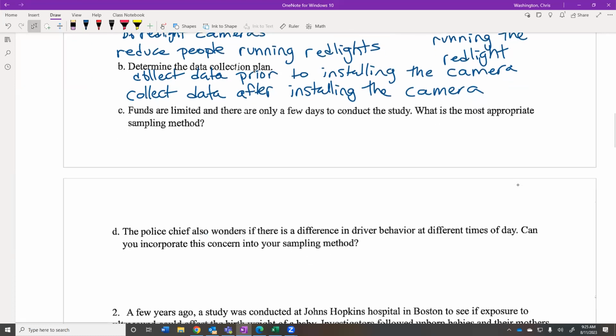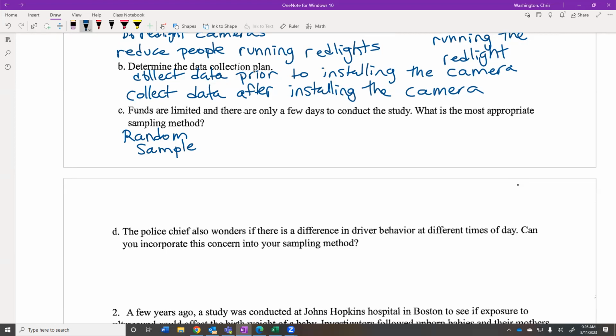All right, part C, funds are limited. It seems like that's the theme lately. Hey, we just don't have a whole lot of money because everything costs a lot these days. So funds are limited. There are only a few days to conduct the study. What is the most appropriate sampling method? We talked about this yesterday a little bit. Not a trick question. The most appropriate is a random sample.